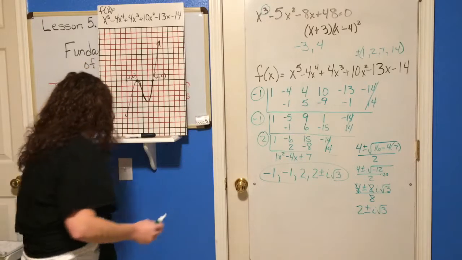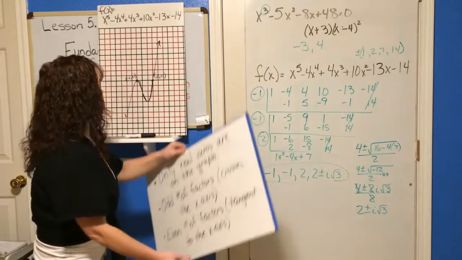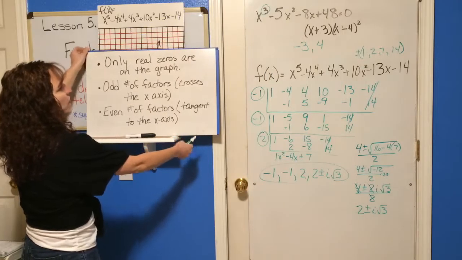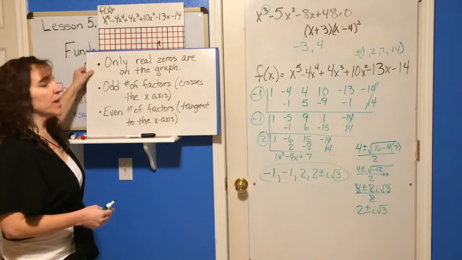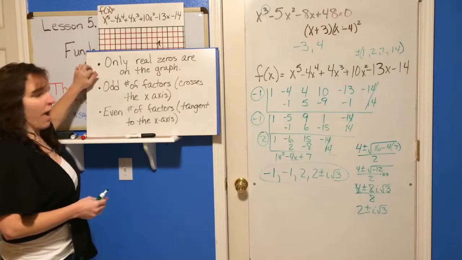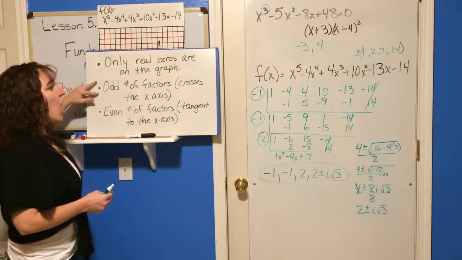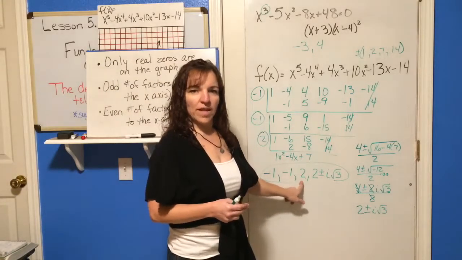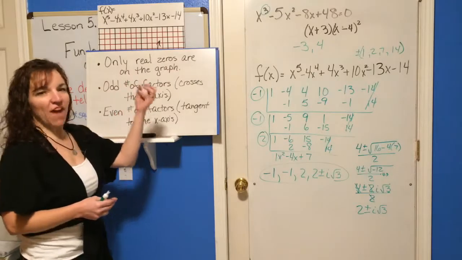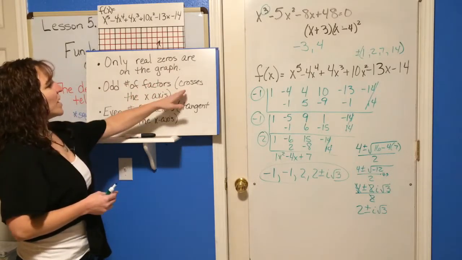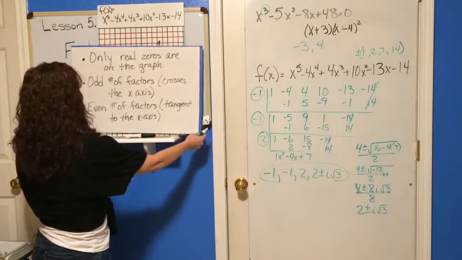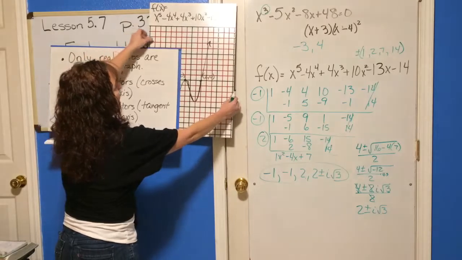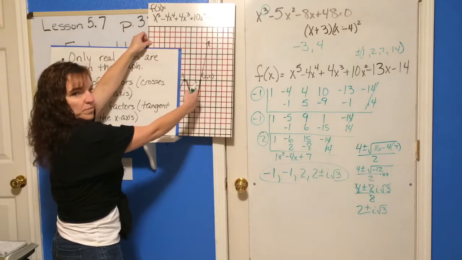So here are the things that you need to get into your notes. Here are the important things. Only real zeros are on the graph, not imaginary ones. All right, get this into your notes. Only the real zeros are on the graph. If you have an odd number of the same factor, so in this case we just have one factor of 2, that's an odd number, then it crosses the x-axis. And you can see here that at 2, the graph crosses over.